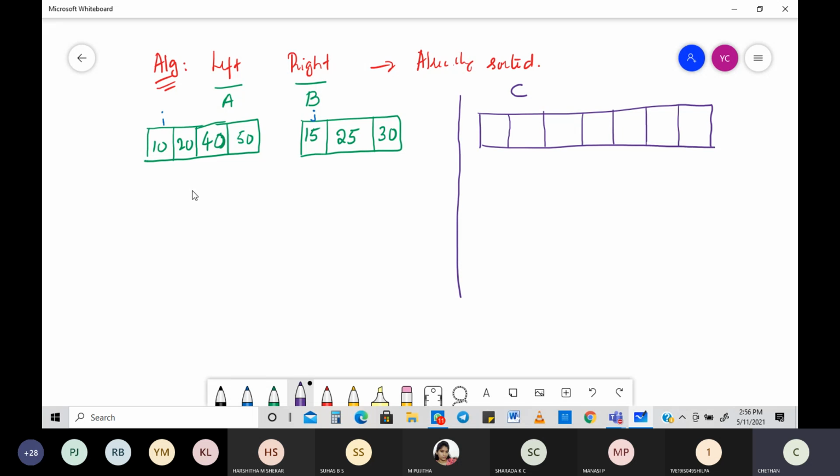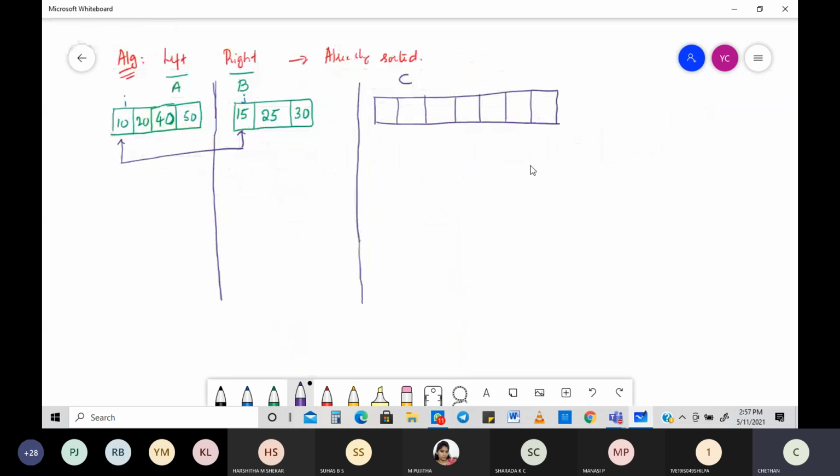I'm going to compare the first element of A with the first element of B. There's a line here, just like the line we have here. So I'm going to compare the first element here, which is 10, with your first element, which is 15. What I'm going to do is compare: 10 is less than 15. Very clear.